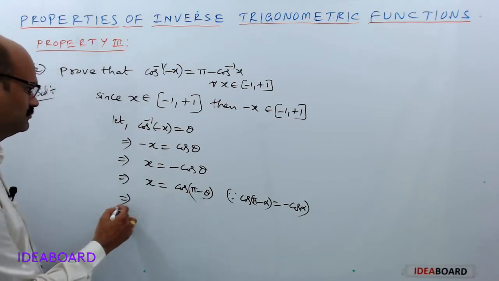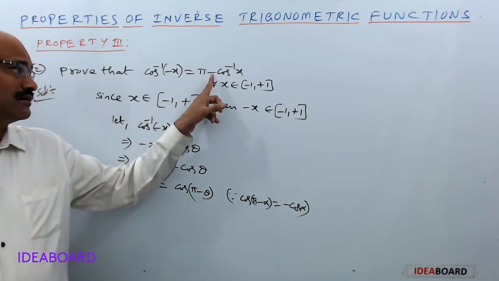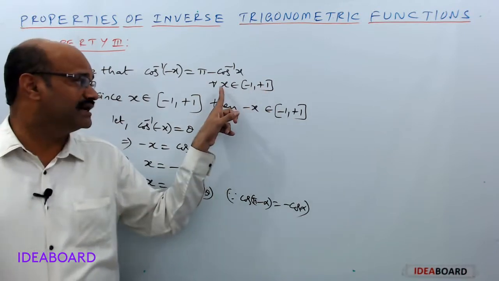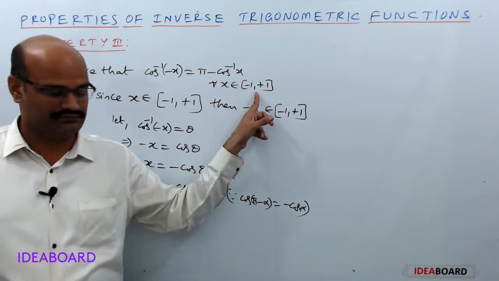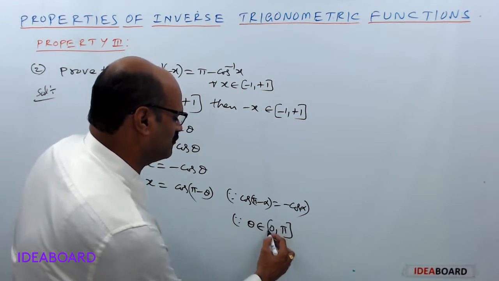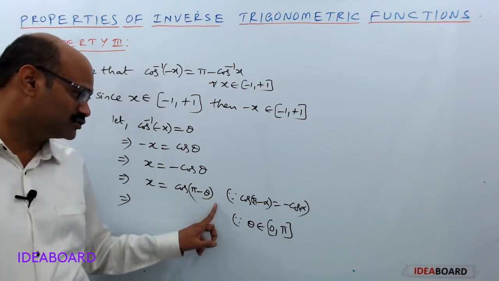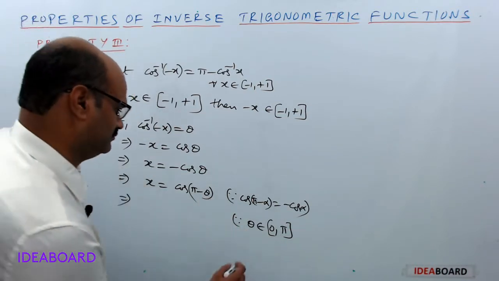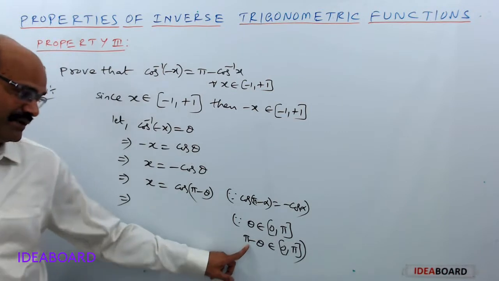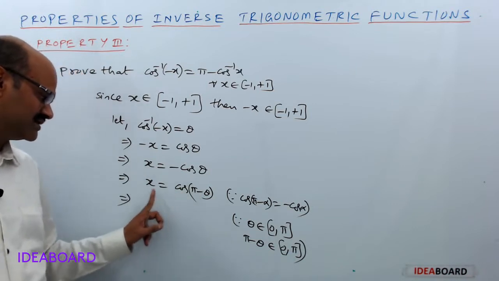Now, whenever we have cos inverse x, when x is belonging to minus 1 to plus 1, then theta belongs to 0 to pi. Since theta belongs to the closed interval 0 to pi, pi minus theta also belongs to 0 to pi. Since pi minus theta belongs to 0 to pi, we can take pi minus theta equal to cos inverse of x.